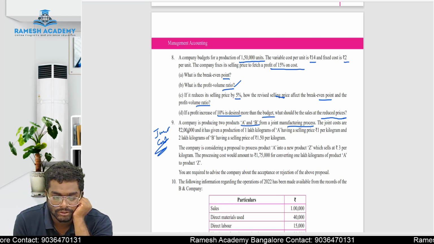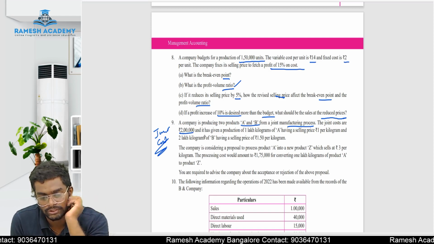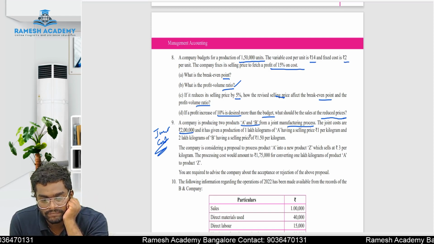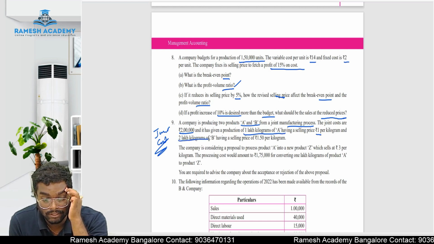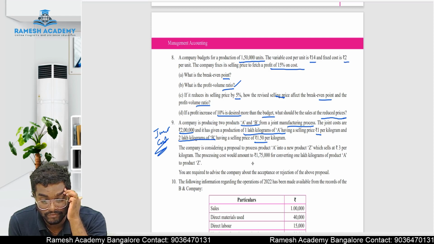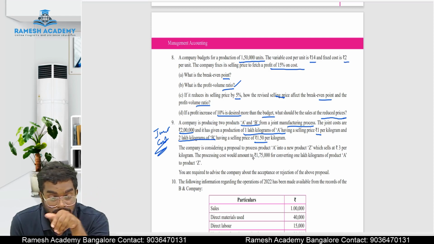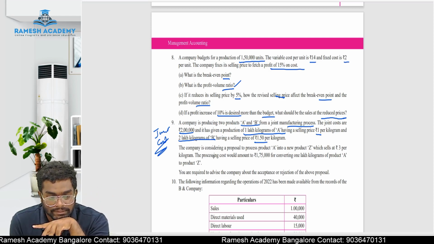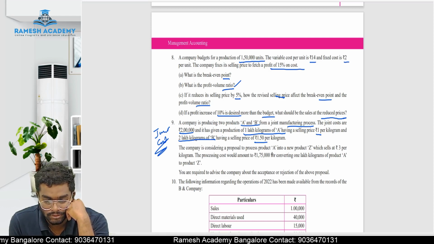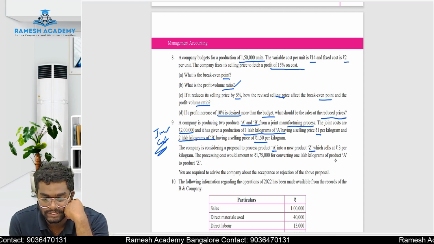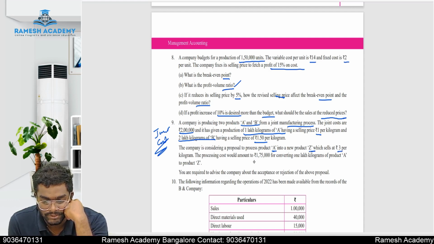So the joint cost is 2 lakh. So the total joint cost is 2 lakh, and it has been given a production of 1 lakh kilogram of A, which has a selling price of 1, and 2 lakh kilograms of B, which has a selling price of 1.5. So you can distribute the joint cost at the sale at split off point. The company is considering a proposal for product A into new product Z, which sells at 3 rupees.